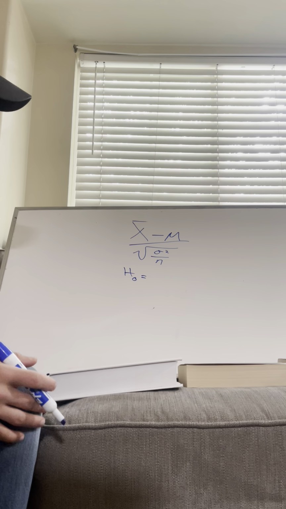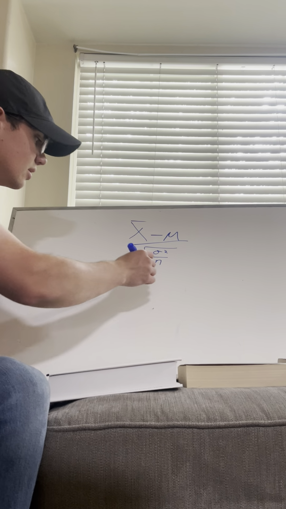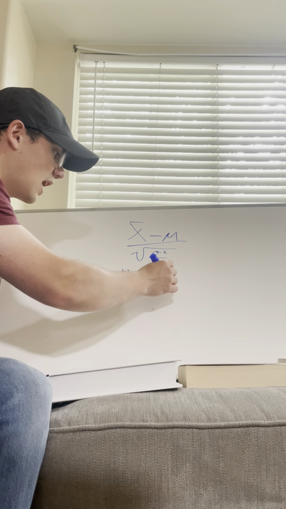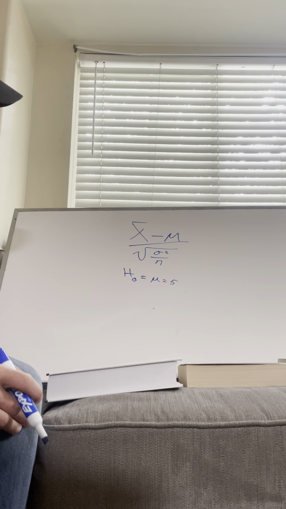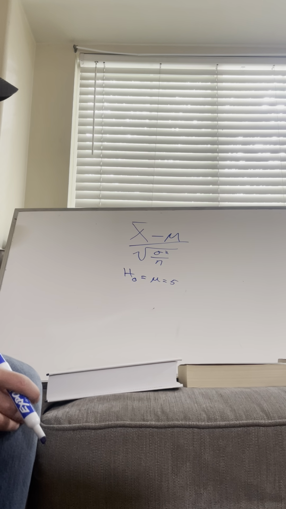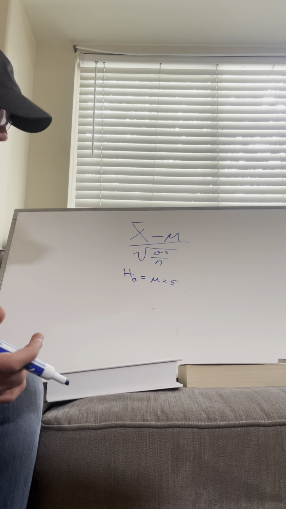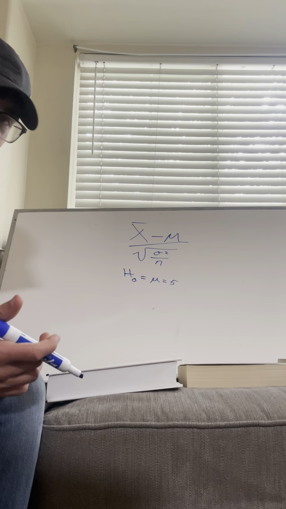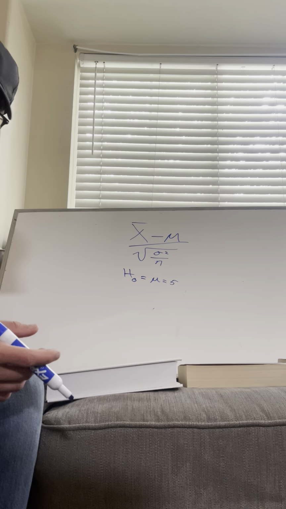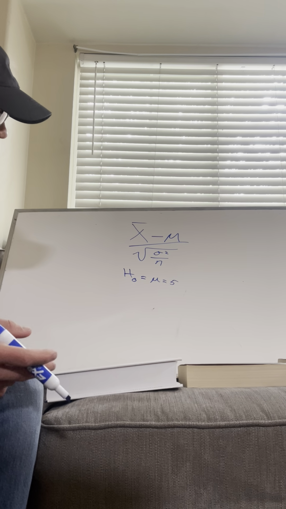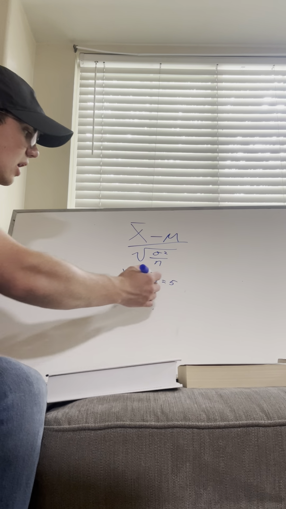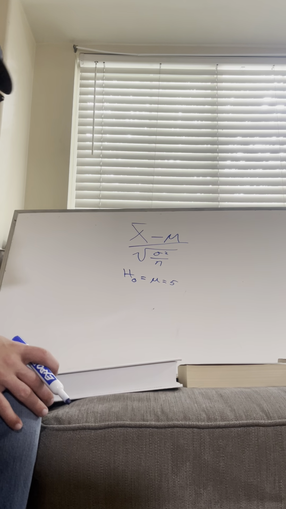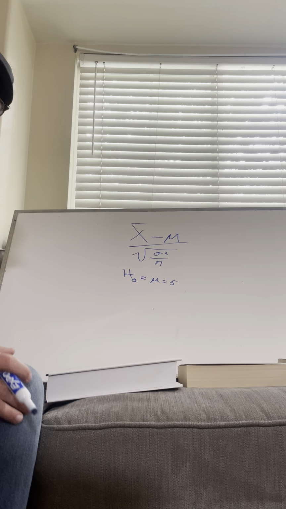So our null hypothesis could say something like mu equals 5. And now we can plug in all of our values that we have for our sample mean, for our sample standard deviation, and for our sample size, as well as this null hypothesis value for mu, in order to find a test statistic.